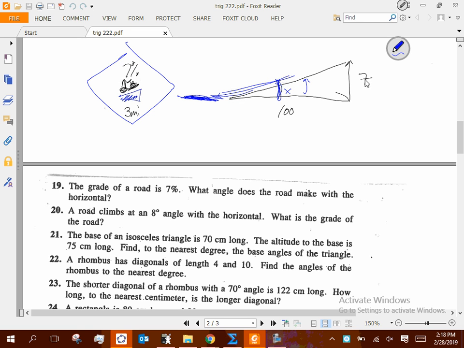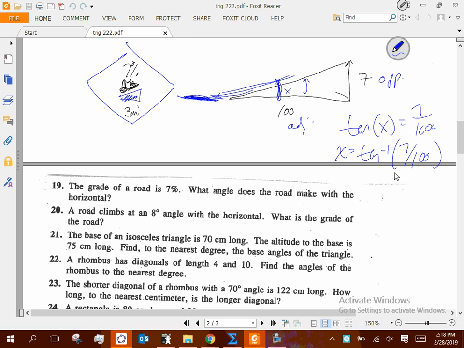So what is 7? Opposite. What is 100? Adjacent. So what trig ratio are you going to use? Tangent. So tangent of X is 7 over 100, not 1,000, over 100. So now X would be tangent inverse of 7 over 100, right?